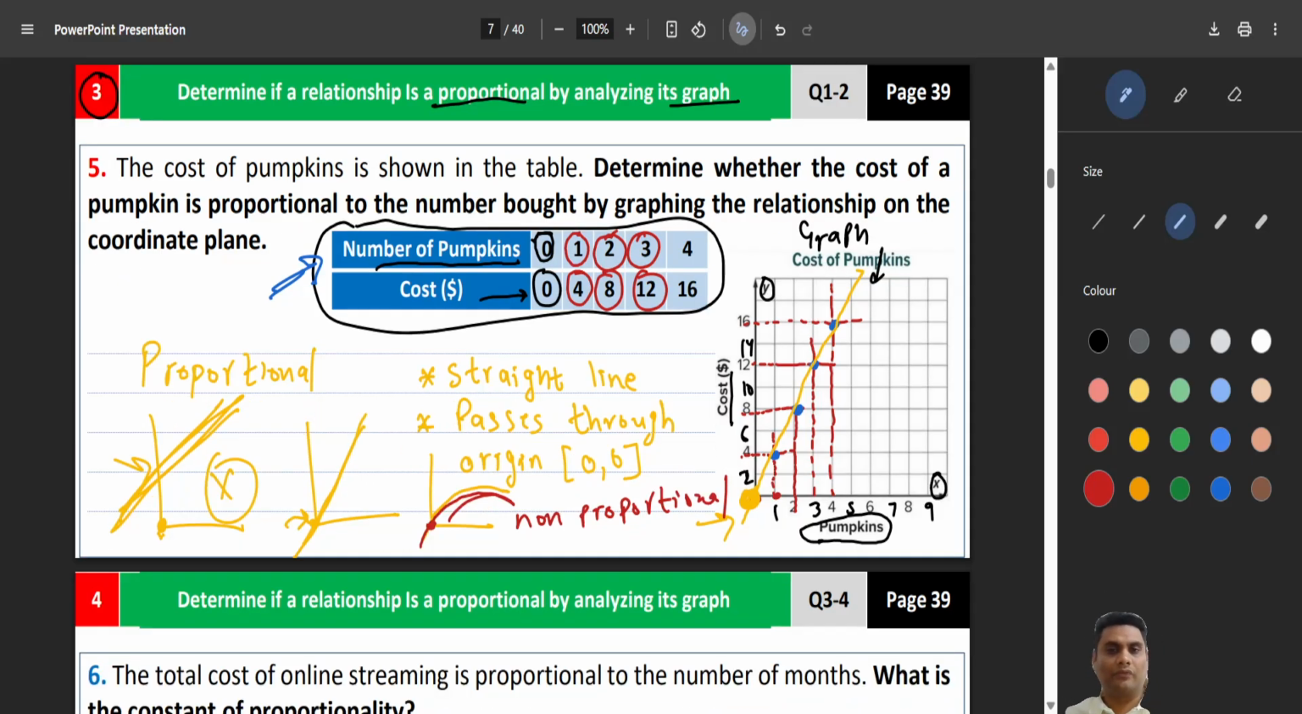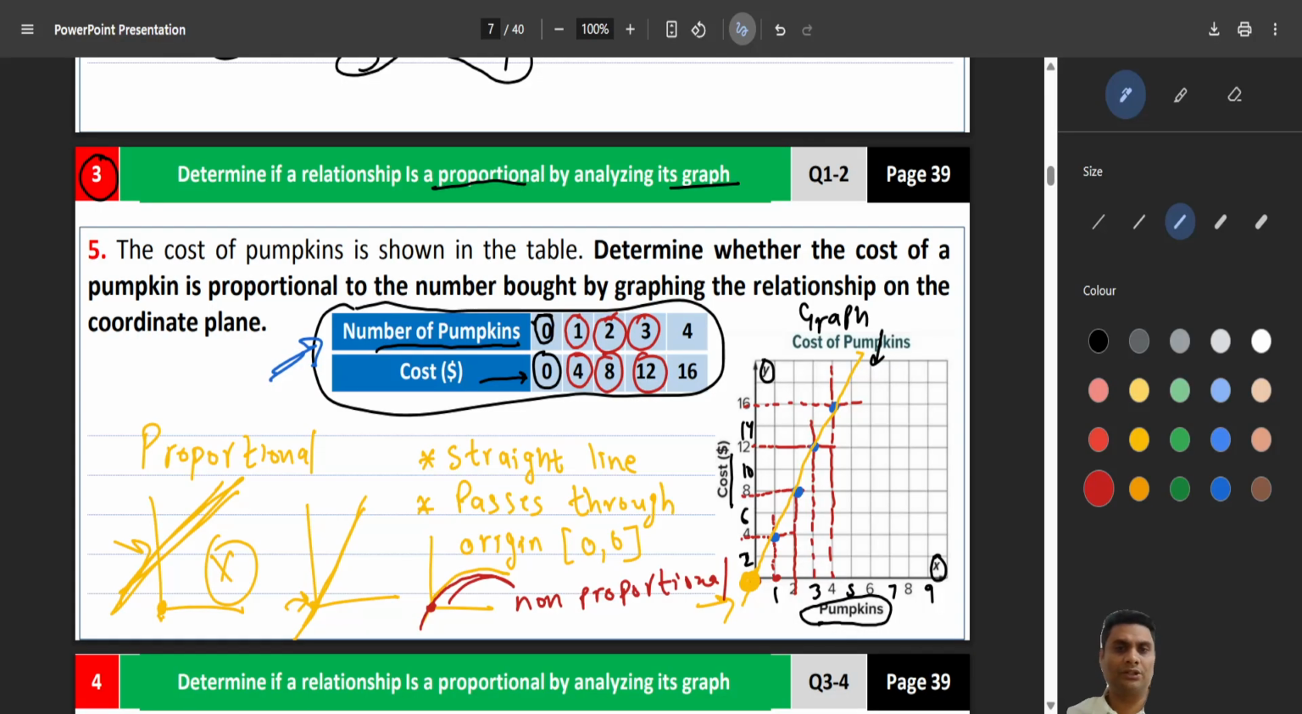Now let us go further. So what did we do in this question? A table was given and in the table some information was given. We put the points on the graph, and then we join all the points. If we get a straight line which passes through the origin, then we call it proportional, and if it does not pass through the origin, it is not proportional.